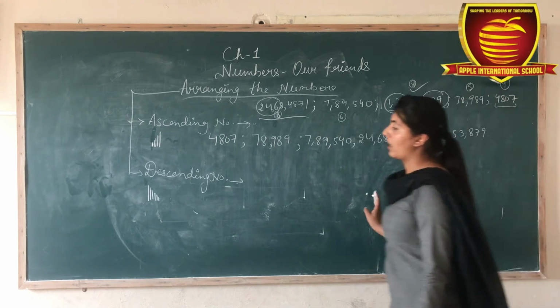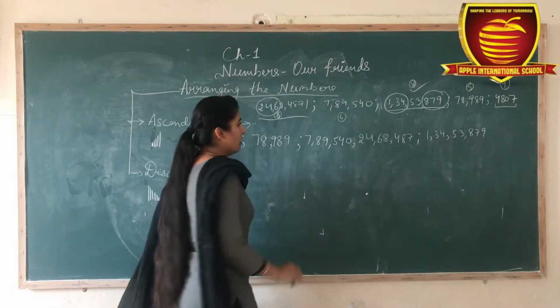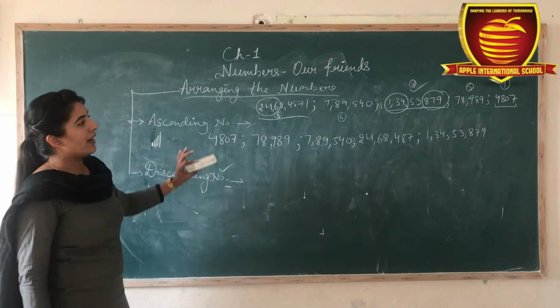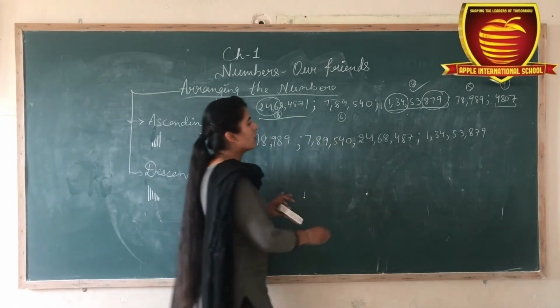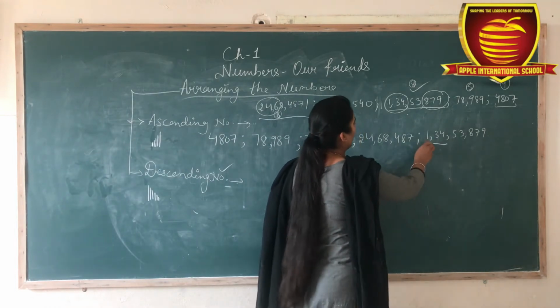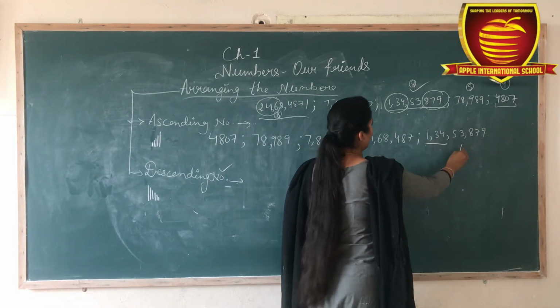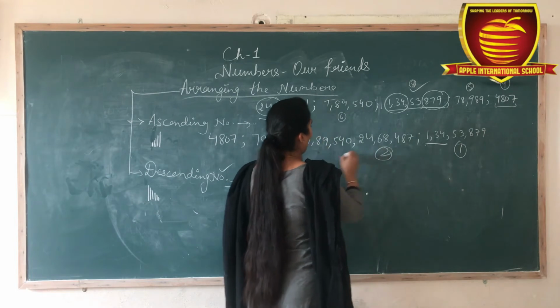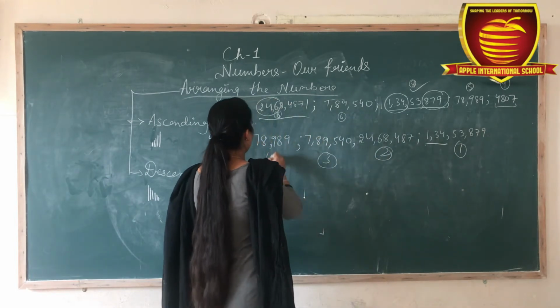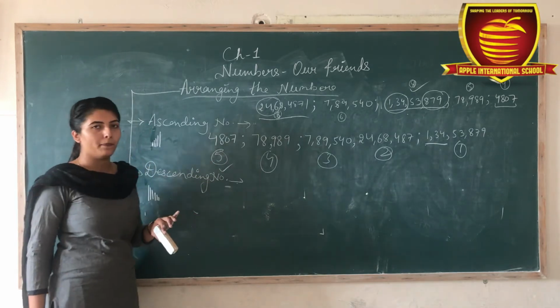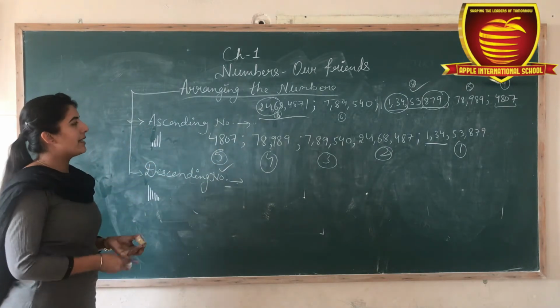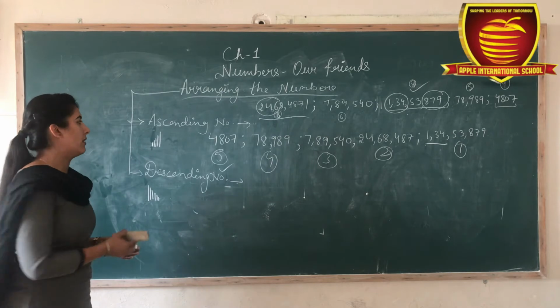Now if we talk about the descending order, in descending order firstly we have to write down the greatest number. So the greatest number is this. It means in ascending order the first number is this, then second, third, fourth and fifth. This is about the ascending and descending orders.